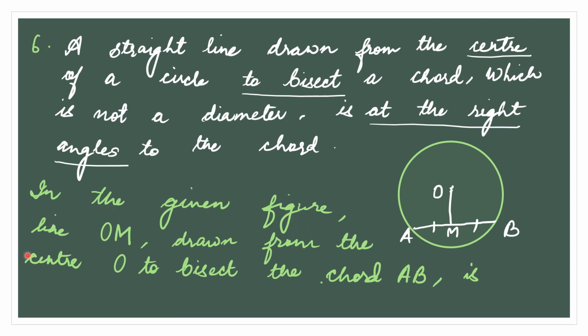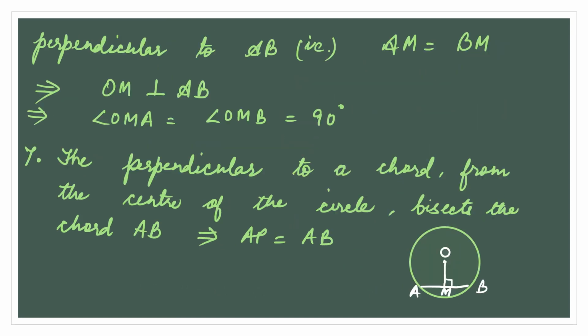In the given figure, line OM drawn from the center O to bisect the chord AB is perpendicular to AB, that is AM is equal to BM, and OM is perpendicular to AB. Therefore, angle OMA is equal to angle OMB is equal to 90 degrees. That we have seen. Now see this point, children. The perpendicular drawn to a chord from the center of the circle bisects the chord AB.